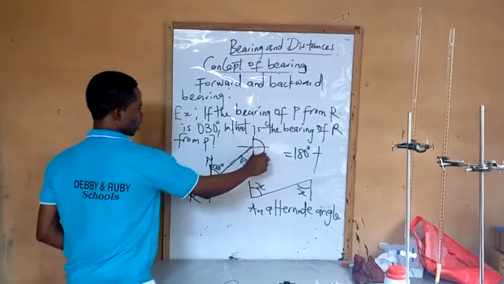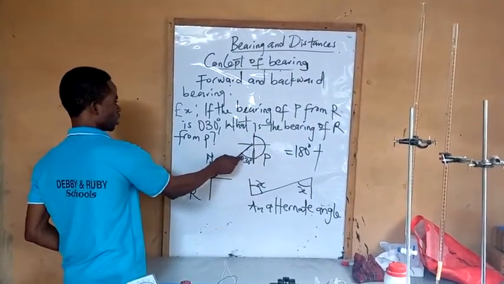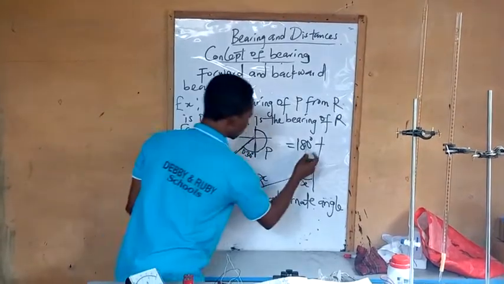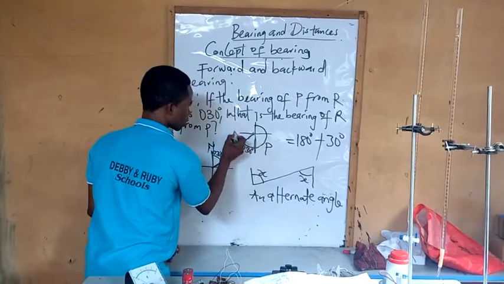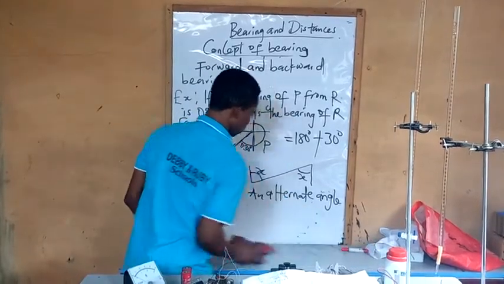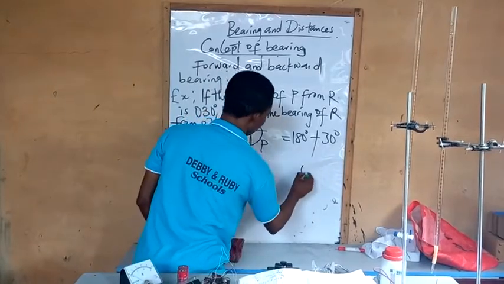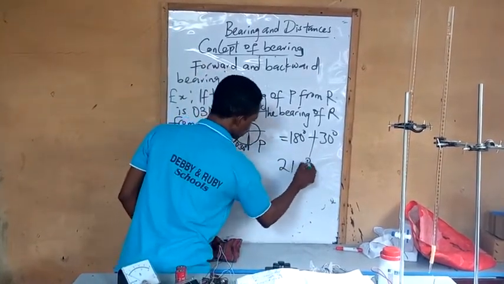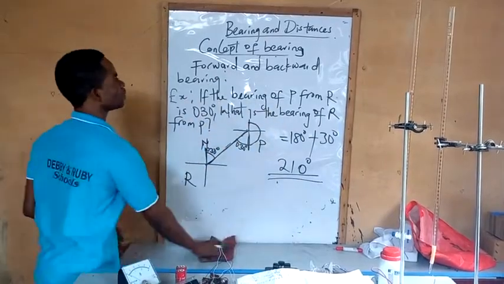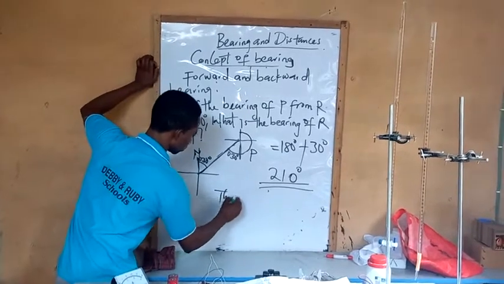So everything you see here, you take P from north and you stop where you see this line. So that means I have 30 here. 180 plus 30, because here is 90, 180 plus 30. So 180 plus 30 gives me what? 0 plus 3 is 3, 1 plus 1 is 2, that is 210 degrees.